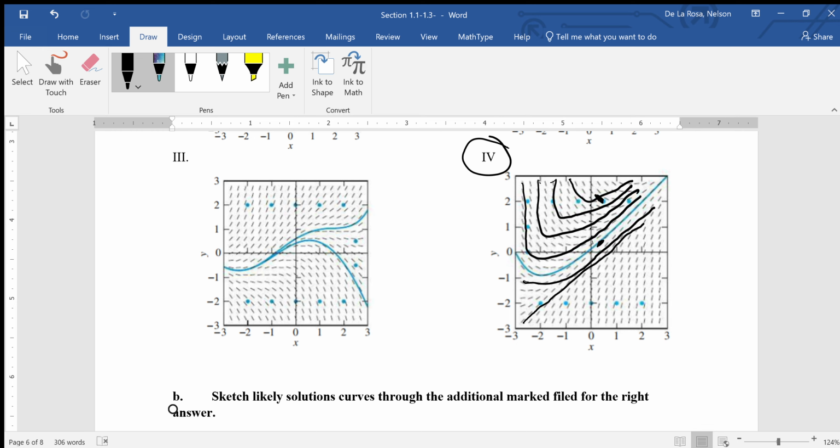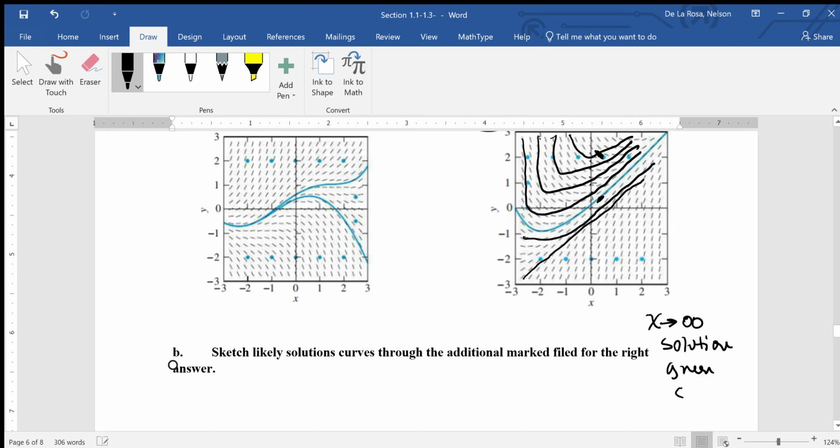And then when x approaches positive infinity, the solution is going to be described by the green curve, and the green curve is this one. It's going to be the green curve, right? This one that is already given in the graph. Okay, it's going to be like this.